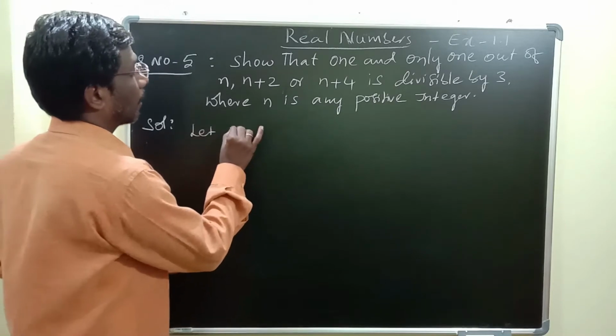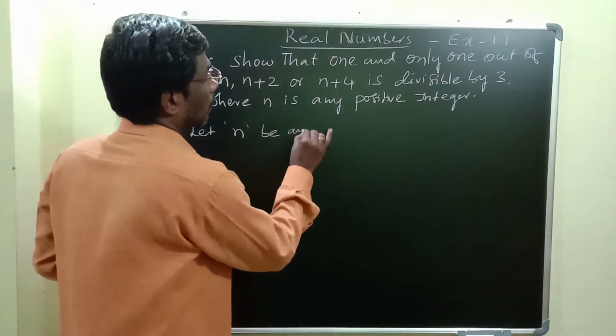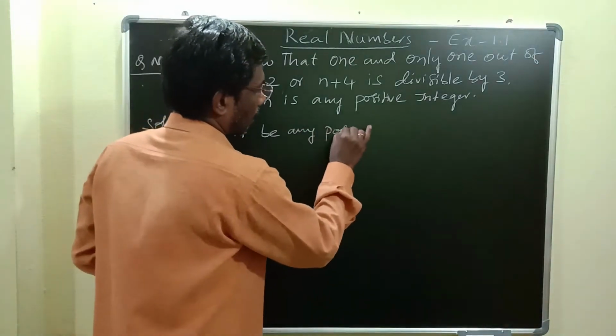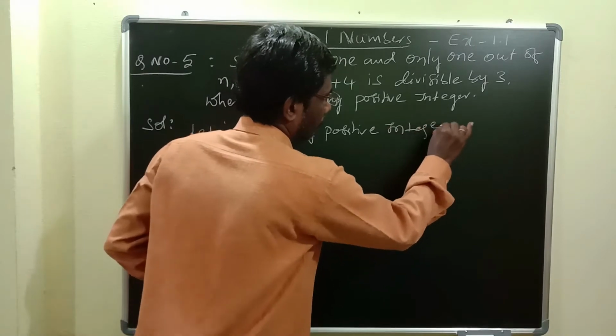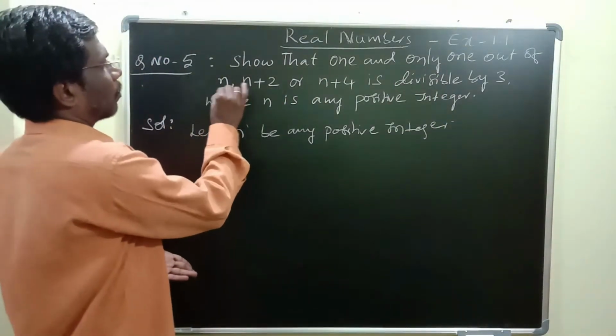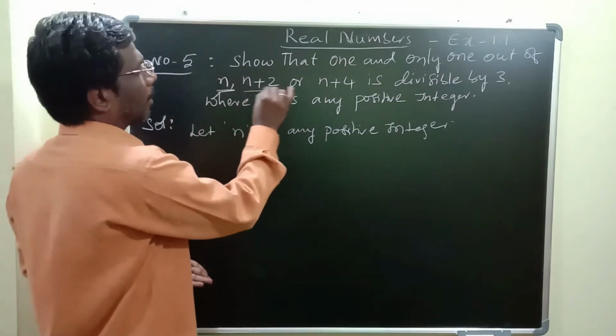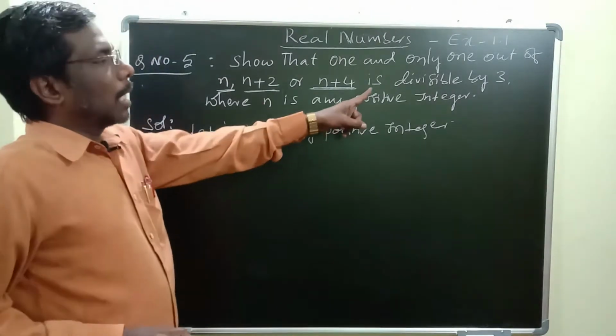Let n be any positive integer. So given the question, n and n plus 2 and n plus 4 are to be divisible by 3.